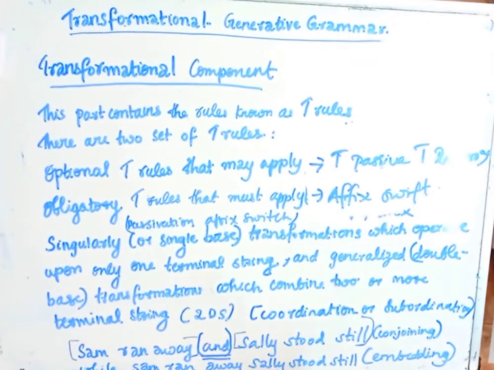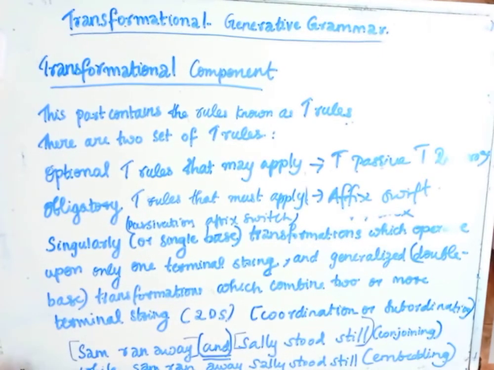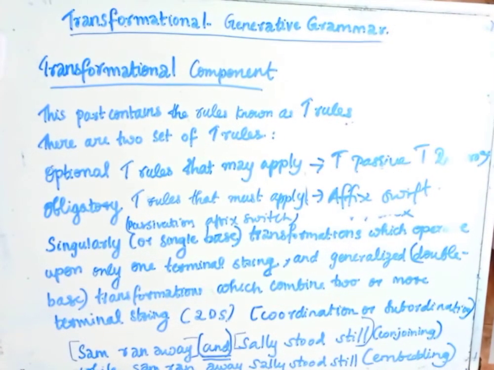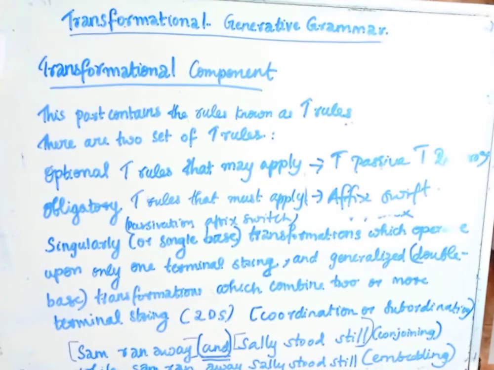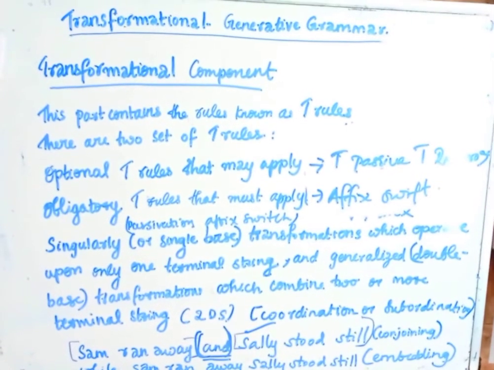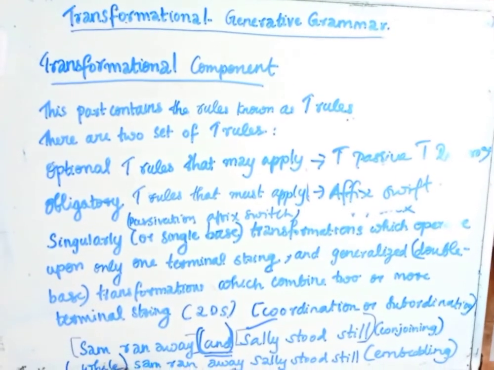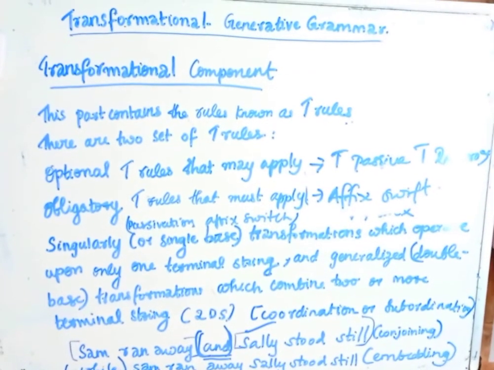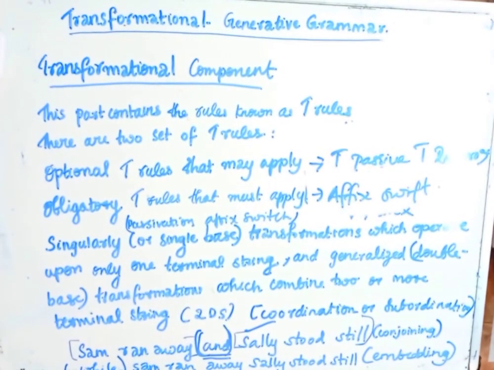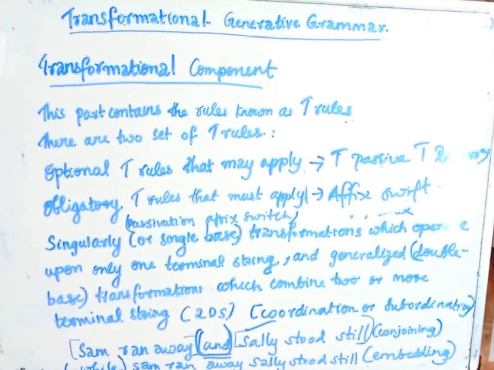So generalized double base transformations, which combine two or more terminal strings and which have two or more deep structures, are classified as embedding as well as conjoining. I hope that it was clear. In the first case, and was a coordinating conjunction, and here while comes as a subordinate, so I hope it creates a subordinate clause. So that is how it goes. I hope that it was clear.